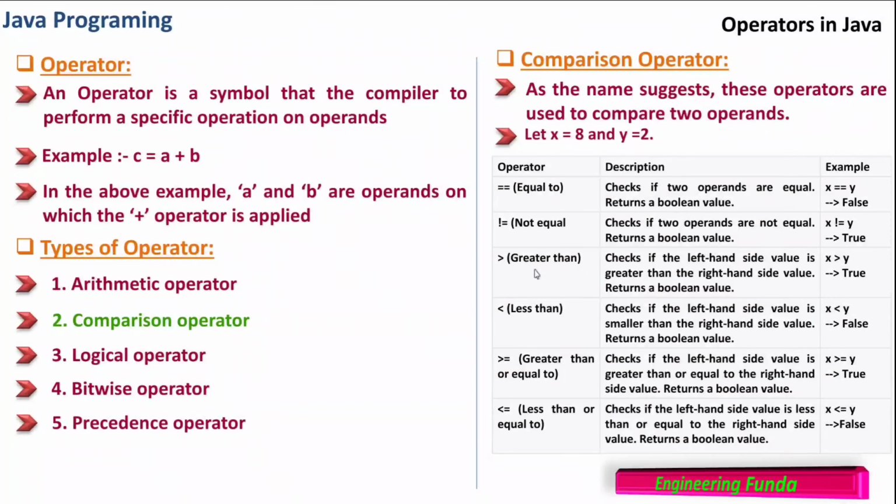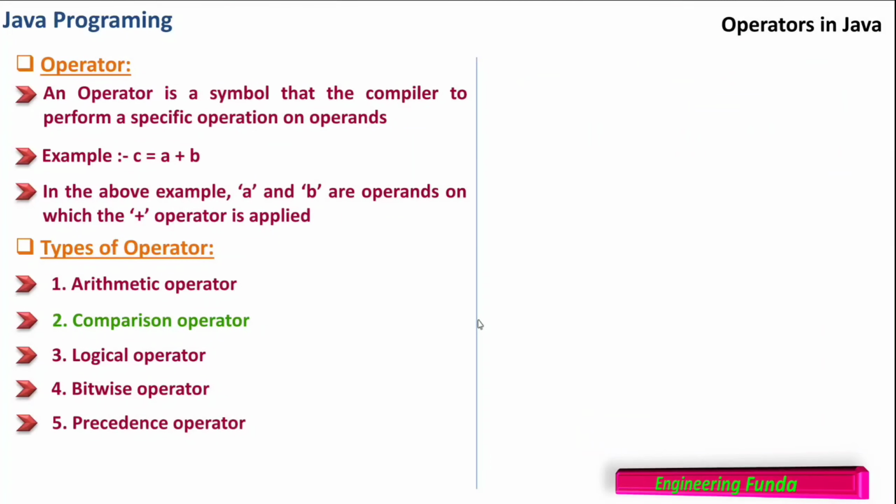Then we have the equal to and not equal to operators, which will check equivalency. Then we have the greater than and less than operators, which will check the relation of greater than and less than. Then we have greater than or equal to and less than or equal to. So here if we say x is less than y, no, because x is 8 and y is 2. But if x is greater than y, yes, it will be true.